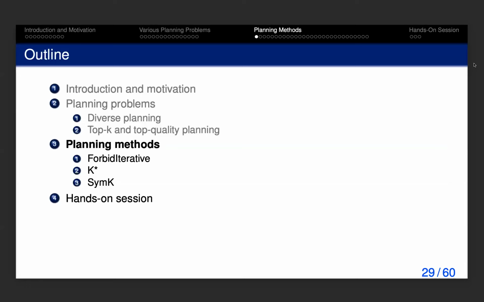Okay, so this concludes the planning problem definitions, and now we are moving on to methods. I will start with forbid-iterative, and then I will switch to GenQ, and then to David. Okay, give me one sec.